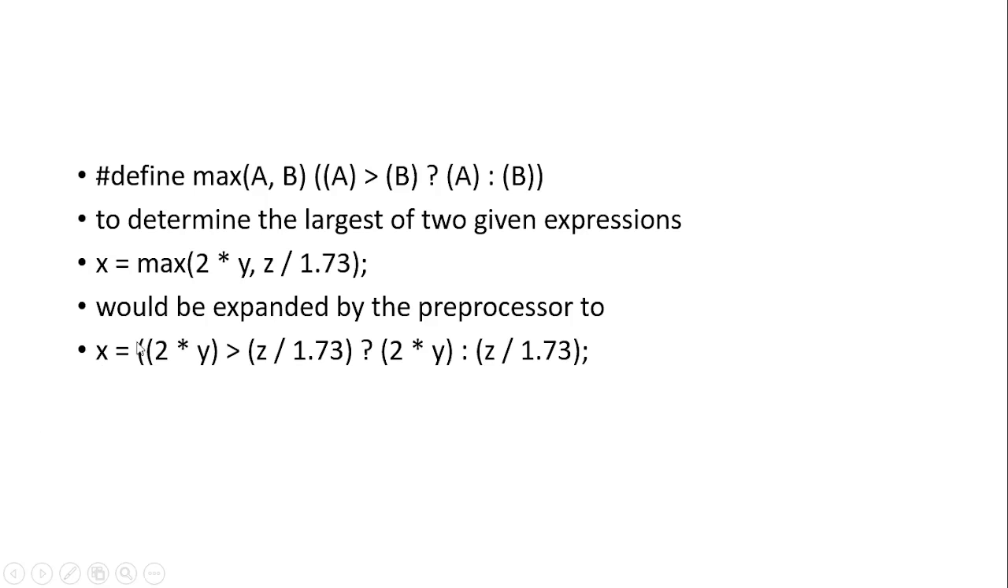So suppose we have 2 * y. What happens here if this is expanded like this? 2 * y will be calculated once and compared, greater than z by 1.73. This will again be calculated. If this condition is true, then our answer is 2 * y, so again this 2 * y will be calculated. So sometimes this can lead to a problem.